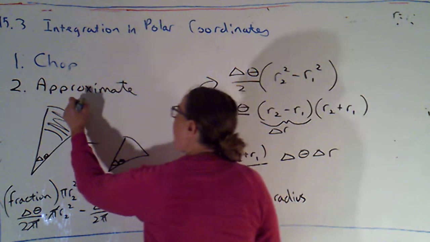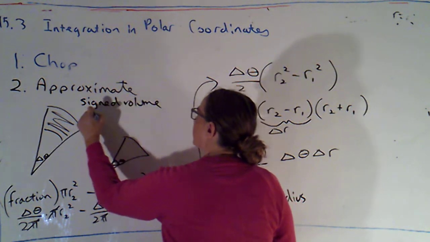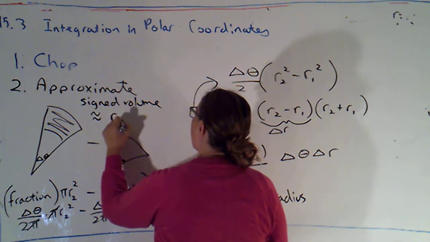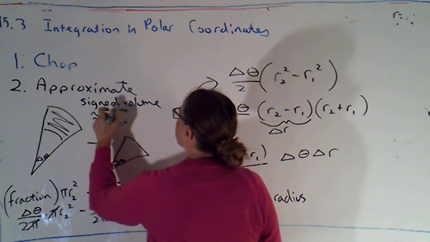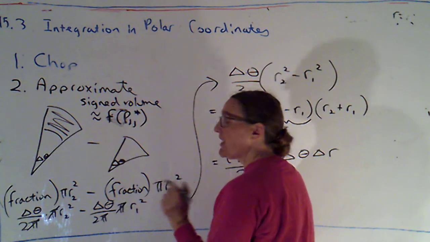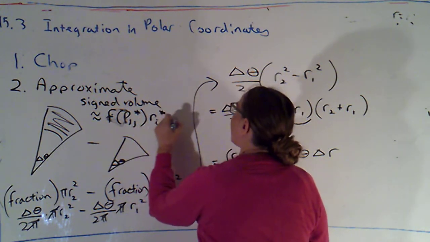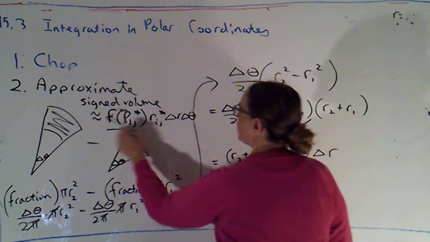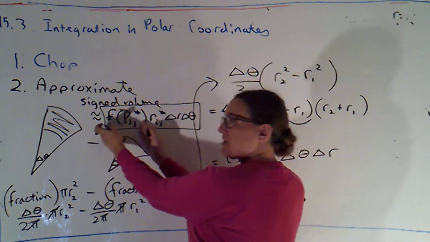Okay. So with that, we can say that the signed volume is approximately, let me write it in this order, f of Pij star, that's my representative height, times Rij star times delta r times delta theta. Very cool. Okay. So notice, there's my height.